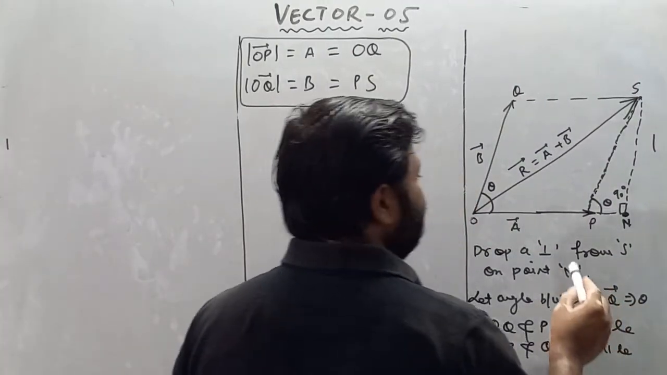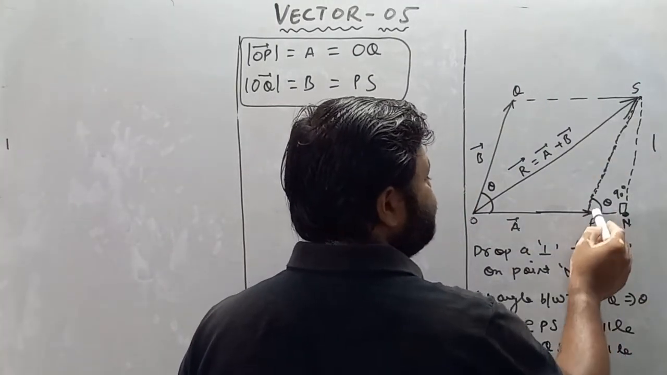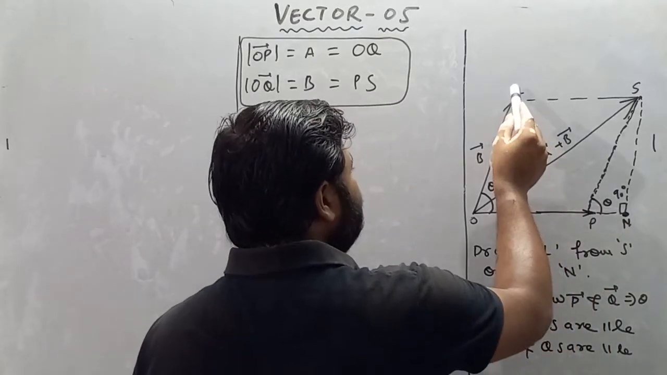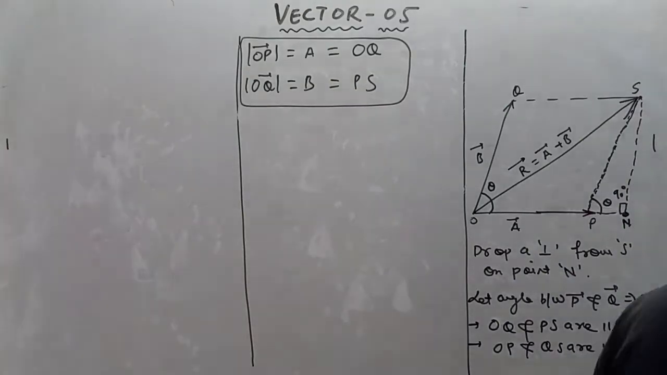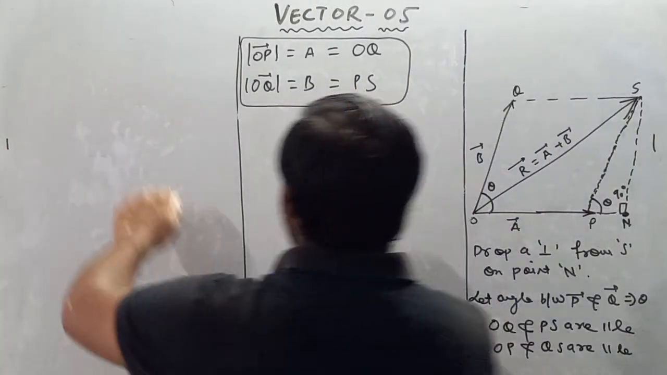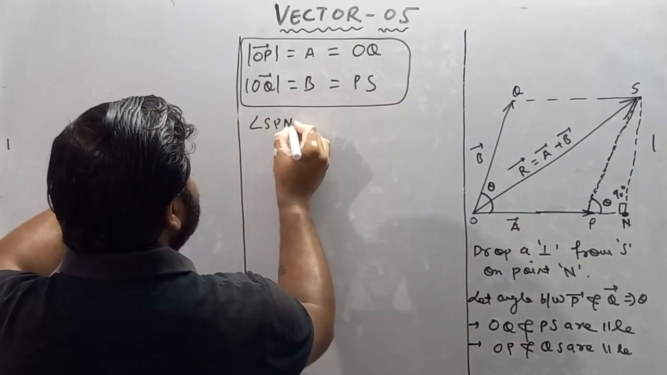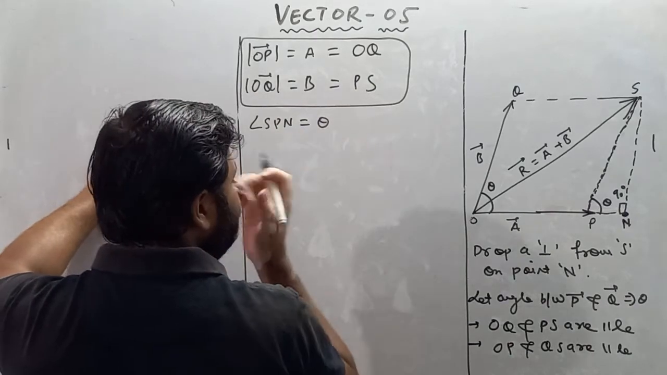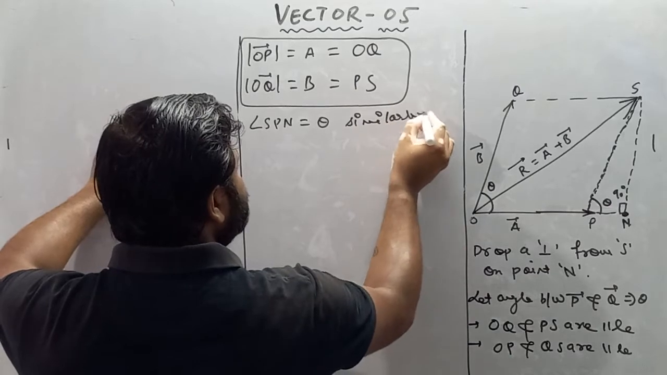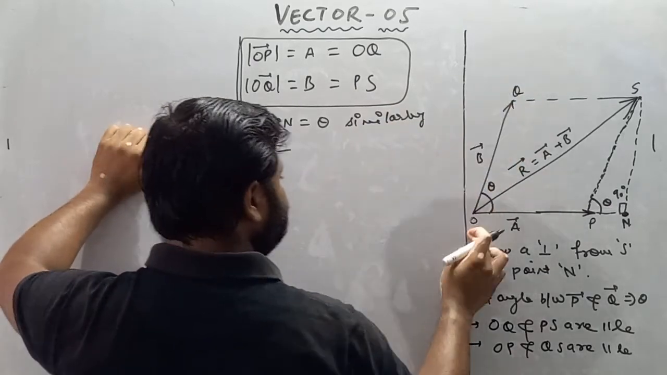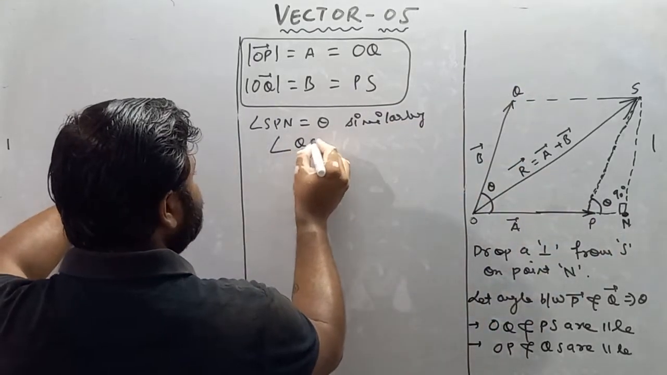Now see my dear student, angle SPN is theta. Similarly, angle QOP is also theta. Write down: angle SPN is equal to theta. Similarly, angle QOP is also theta.